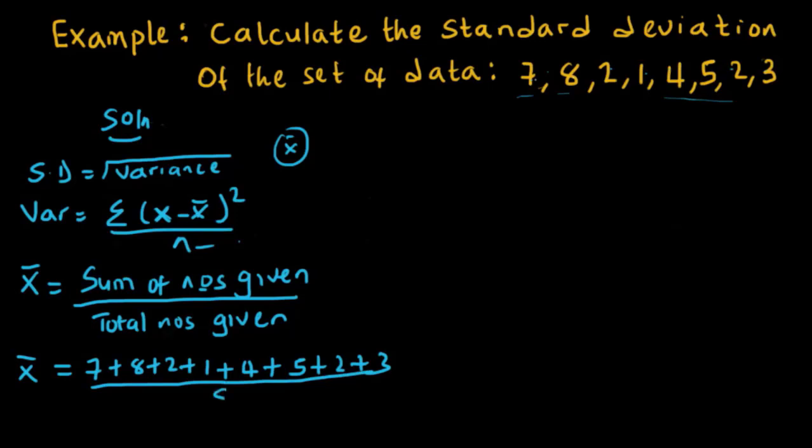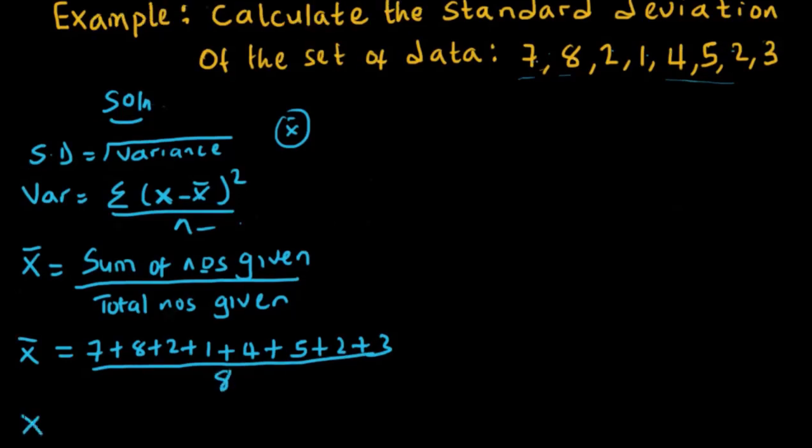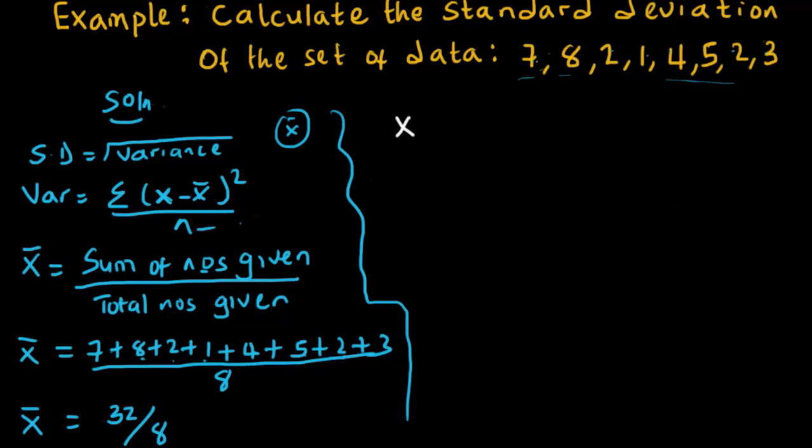All over 8. So we should be having x bar equals to 7 plus 8 is 15, plus 2 is 17, plus 1 is 18, plus 4 22, plus 5 27, plus 2 29, plus 3 32. So we have 32 all over 8. So let's solve the remaining here. So we should be having x bar equals to 32 over 8 should give us 4. Now we know x bar, which is our mean, is 4.